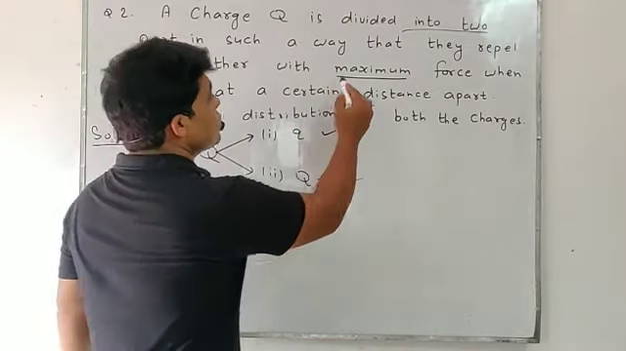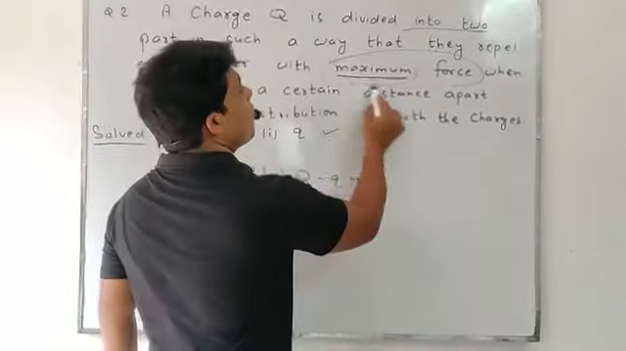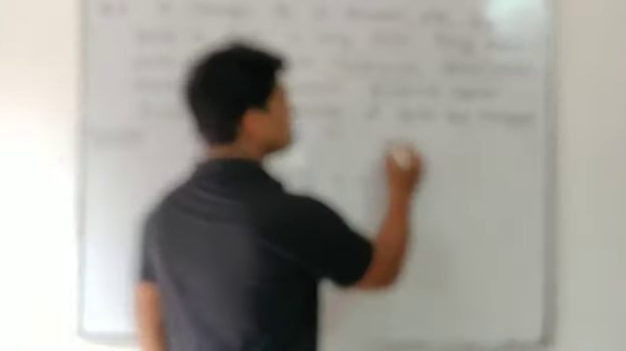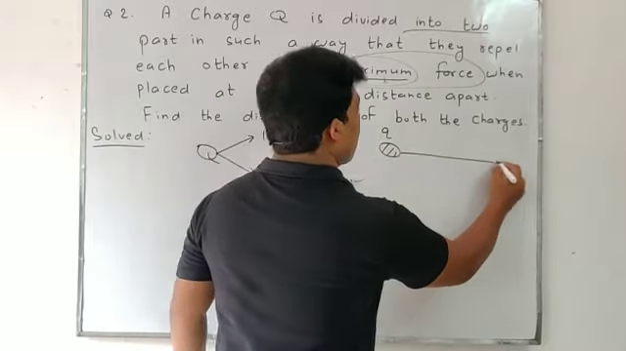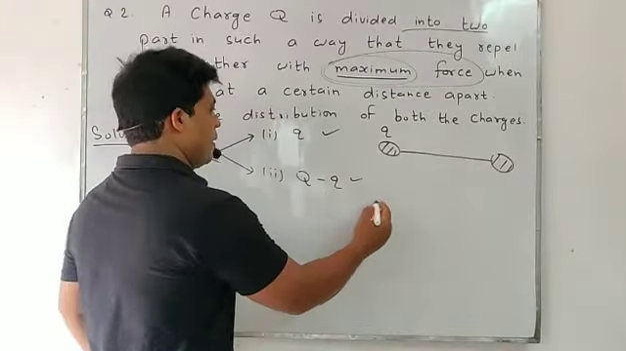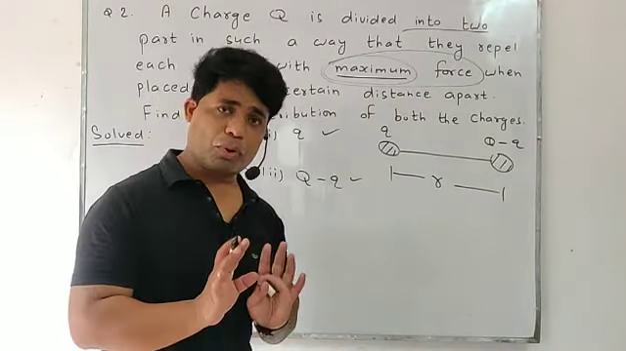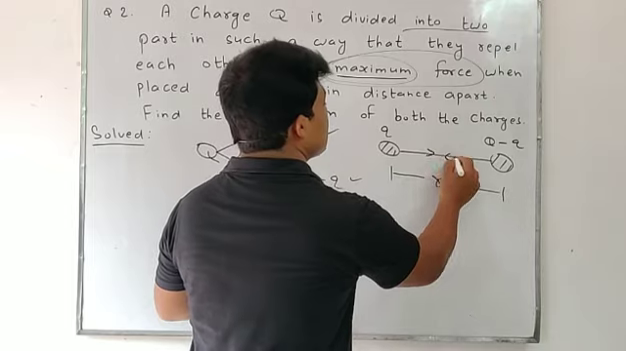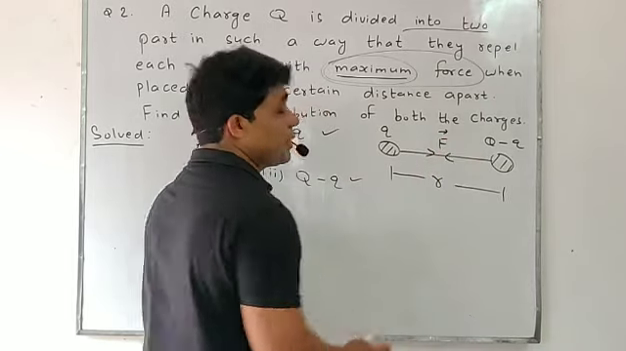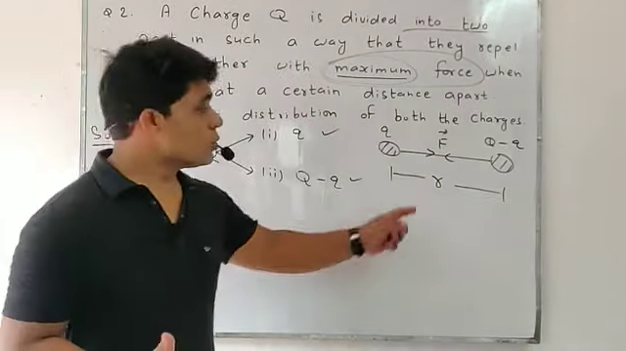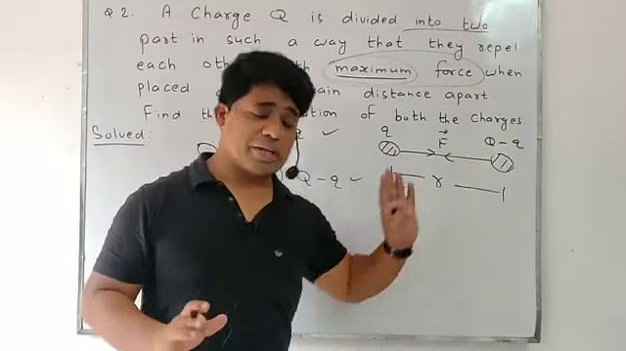The important keyword is what? Maximum force. Maximum we are given. I will explain. Now these two charges, this is a charge q and another charge is capital Q minus small q, placed at a certain distance. So let the distance be r. Now it experiences the repulsion force, but that is the maximum repulsion force. So now we have to find the distribution of charges.